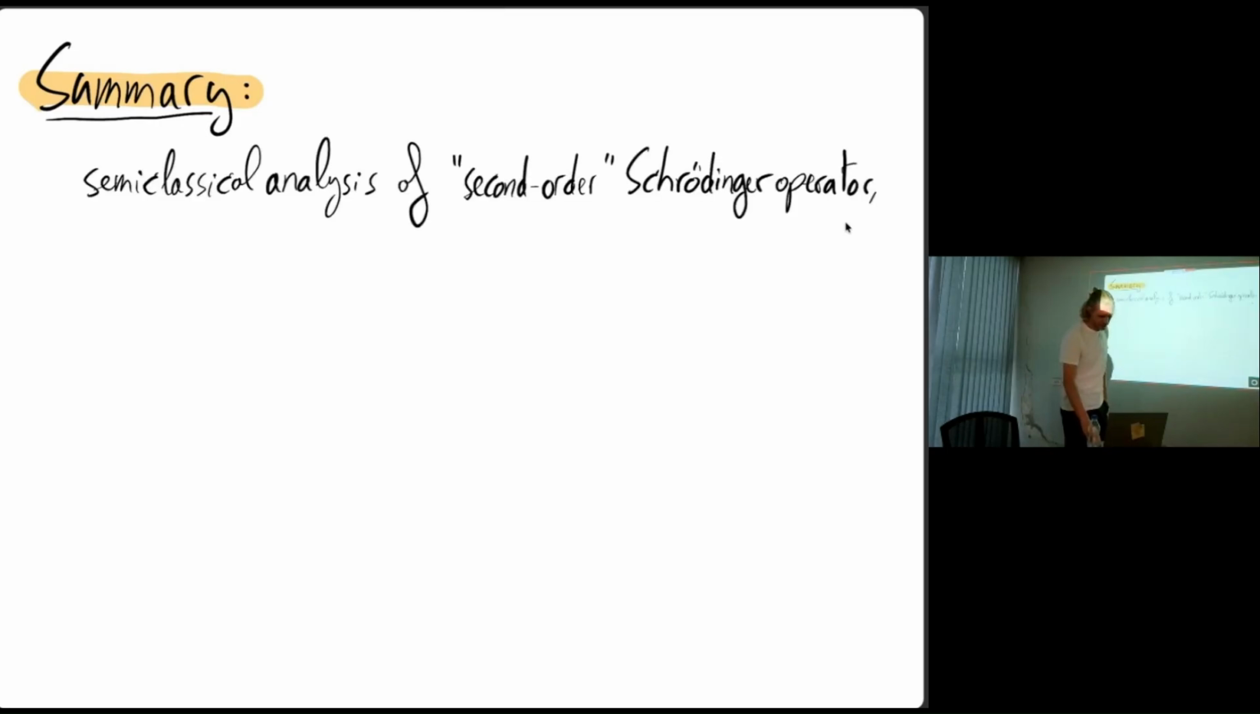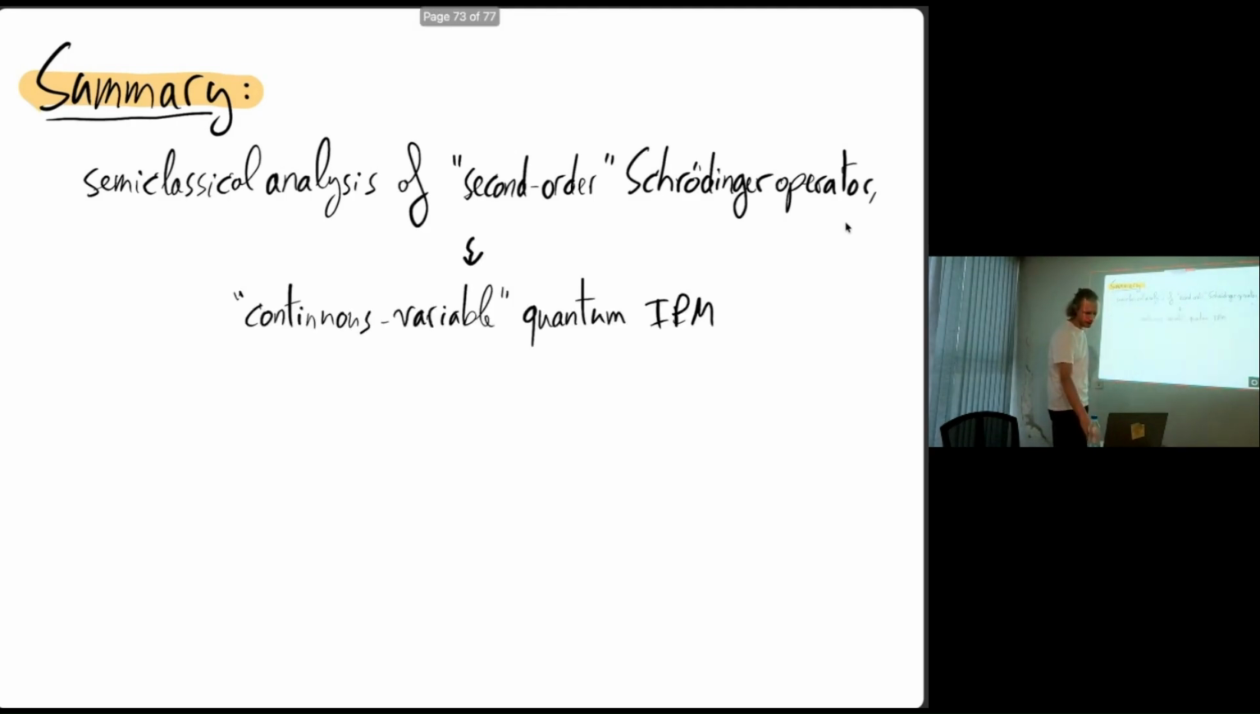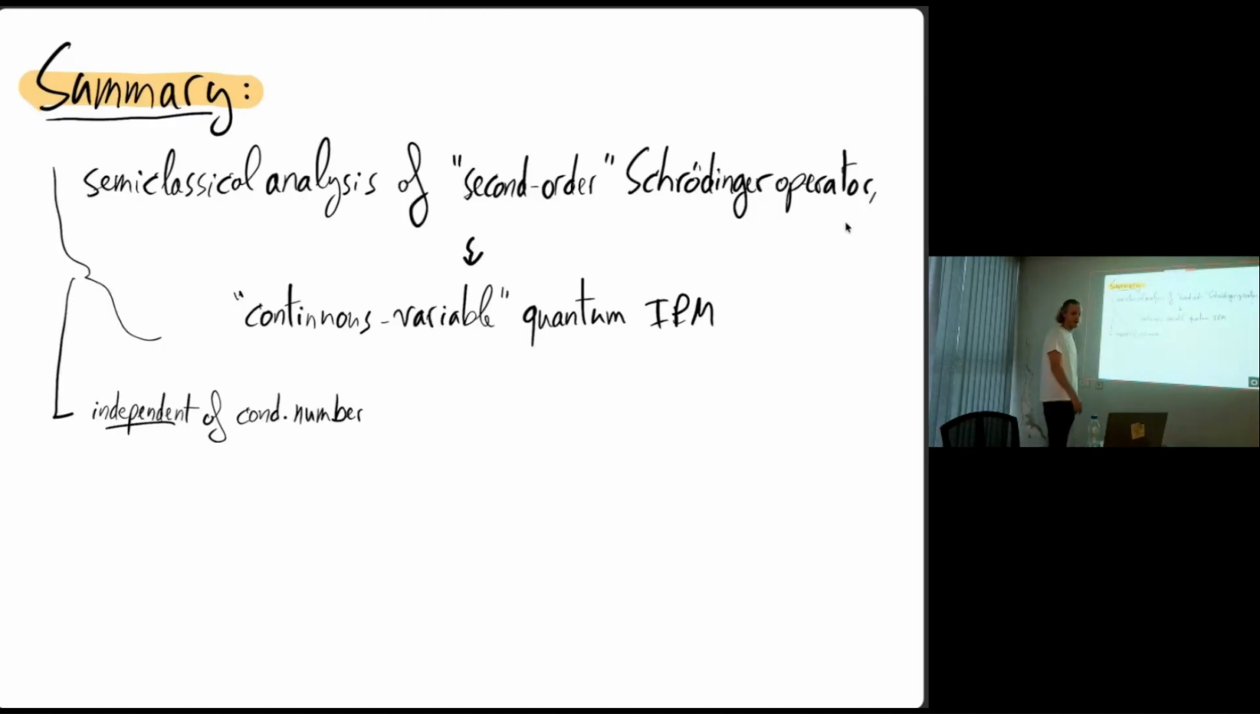Good. So I'm going to wrap up. So the summary is that we do the non-asymptotic semi-classical analysis of first order, second order Schrödinger operators. And based on that, we introduced a continuous variable quantum interior point method. Both of these are independent of condition numbers, right? Sort of intrinsically using second order information.